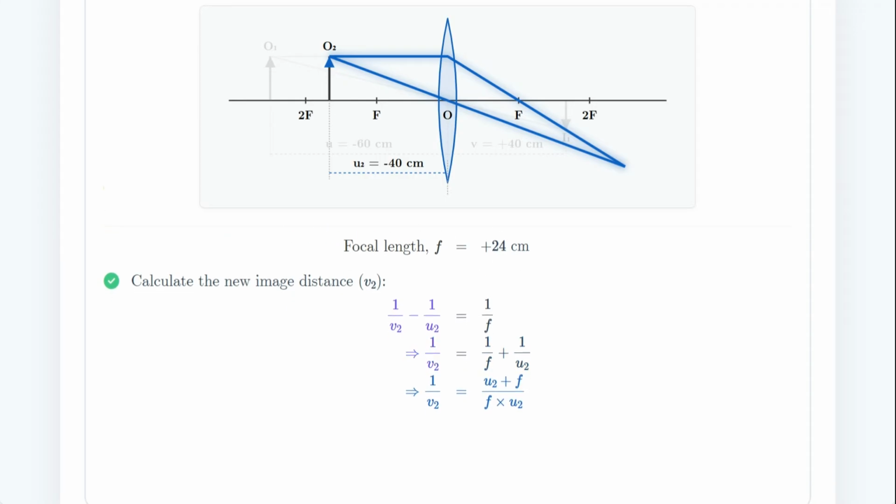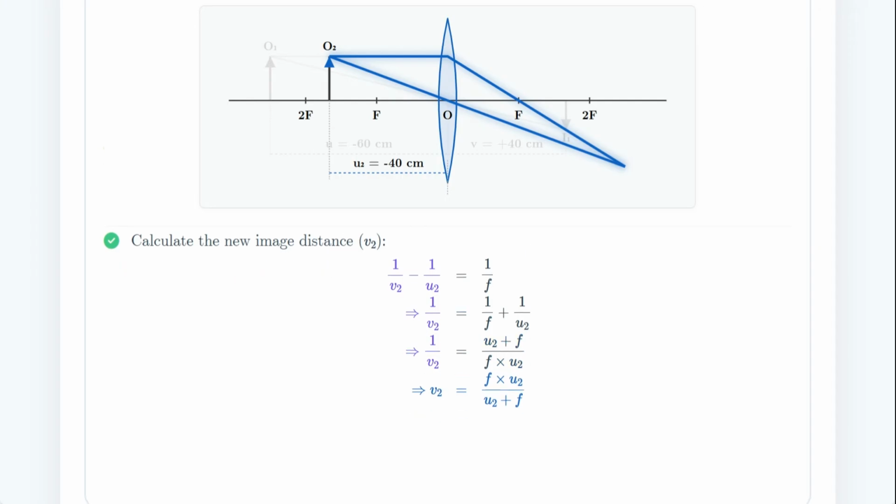Just like before, let's cross-multiply to get a single fraction. 1 by V2 equals U2 plus F divided by F times U2. Take the reciprocal. Our rearranged formula is V2 equals F times U2 divided by U2 plus F.